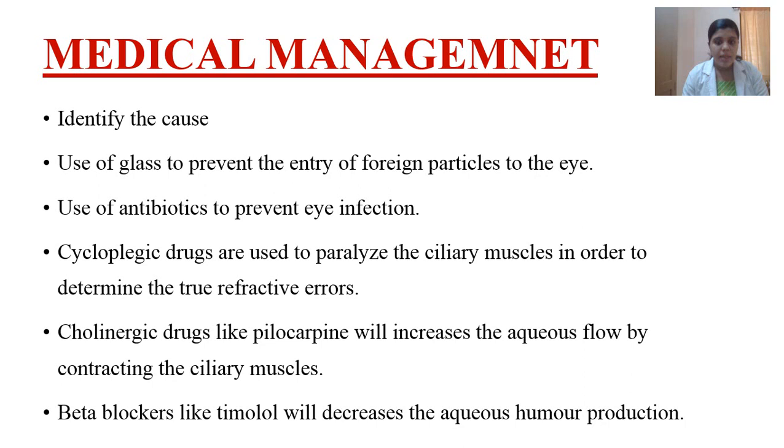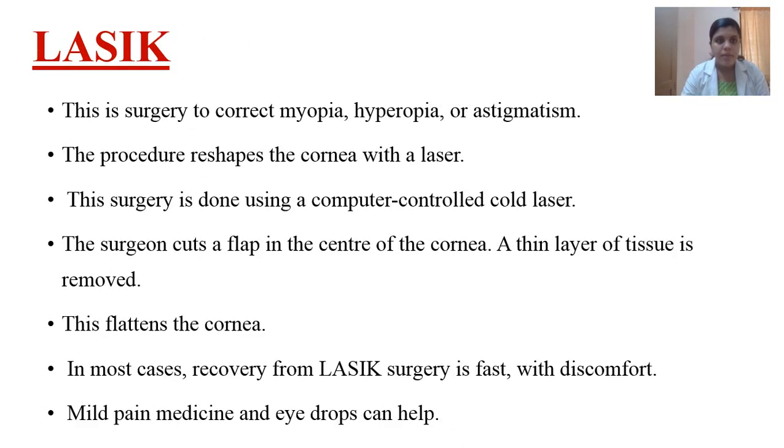An example is pilocarpine. This drug increases the aqueous flow by contracting the ciliary muscles. Thus, it helps to reduce any chances of development of glaucoma, and thereby we can manage the development of these refractive errors. Then beta blocker drugs are also given. They decrease the aqueous humor production. And next, most commonly, surgical management is usually performed.